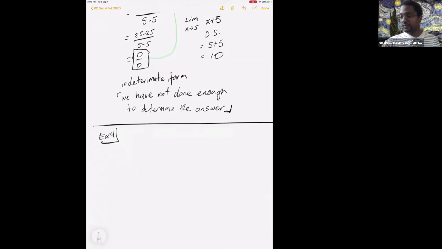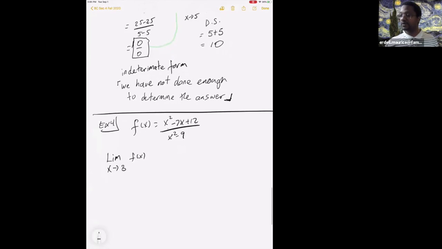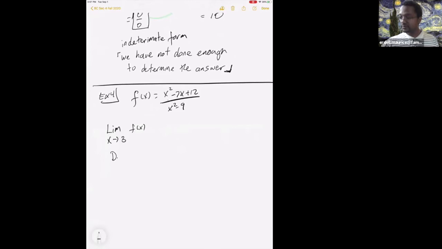Example number 4, I think. I have f of x equals x squared minus 7x plus 12 divided by x squared minus 9. I want to have the limit as x approaches 3 for my function. So I'm saying, oh, look, I know direct substitution, right? I'm going to plug 3 into the function.